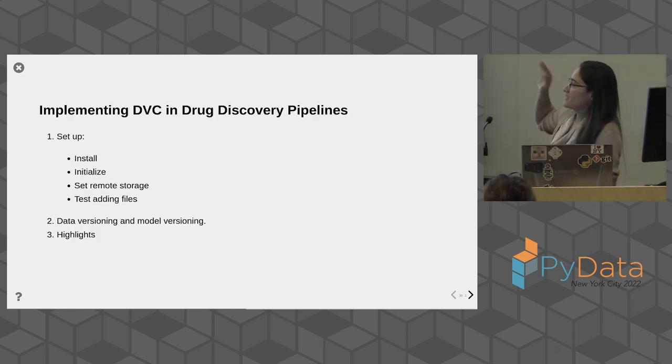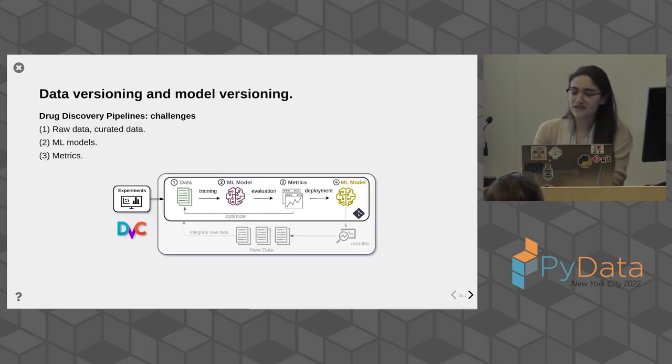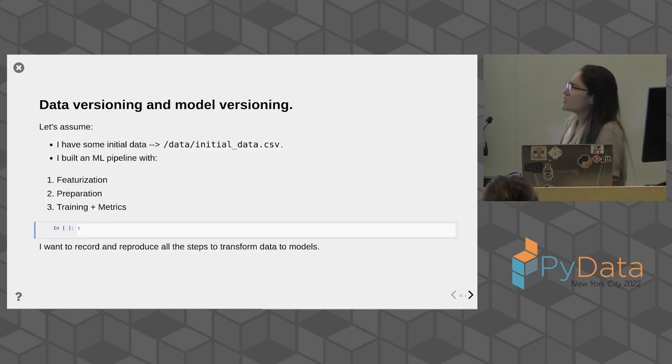So now that we have the basic setup and we know how to install and initialize the remote, and we have a test for adding a file, let's see how it really works when we have data versioning. For this exercise, I will assume that in this very complex data pipeline, I'll have raw data, created data, ML models, and metrics. So let's assume I have the initial data that is in the repo, data initial data CSV, and I want to build a pipeline that has 3 steps, just to simplify: featurization, preparation, and training and metrics.